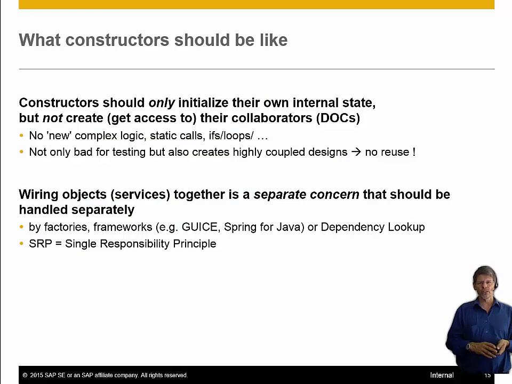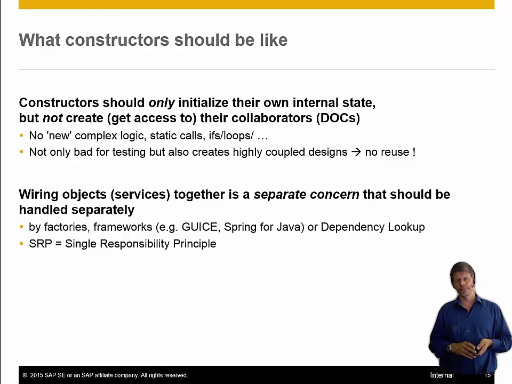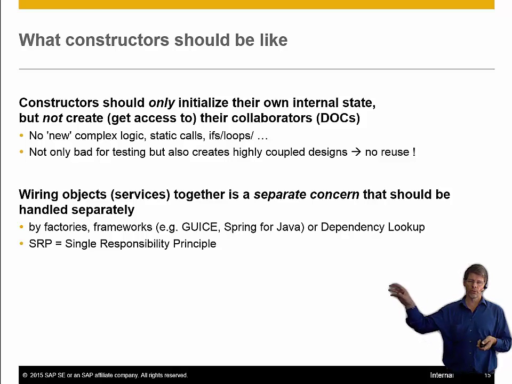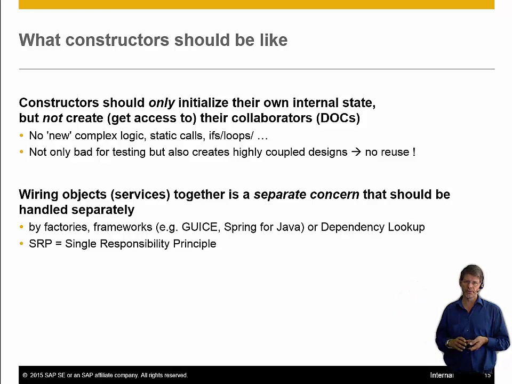Now, what should constructors really be like? They should really only initialize their own internal state, but not create their collaborators or even get access to them. It is okay to ask somebody, give me a database service or something like that, but don't create an instance. You don't do a new in the constructor, because that means that you always depend on classes, on things that you typically don't want to happen in tests. So a constructor shouldn't have complex logic, no static calls, no if loops, and definitely no new keyword. So no new is the first and most important thing.